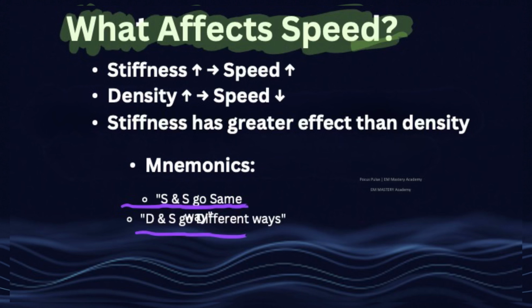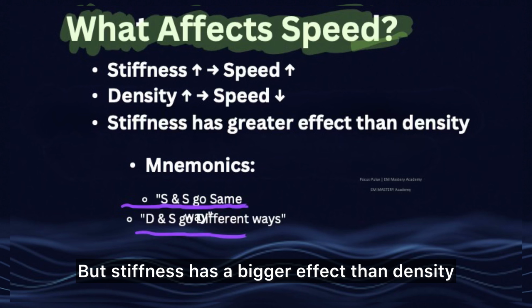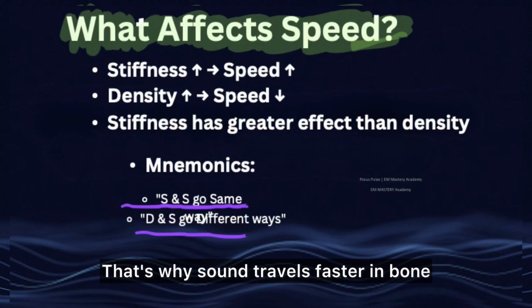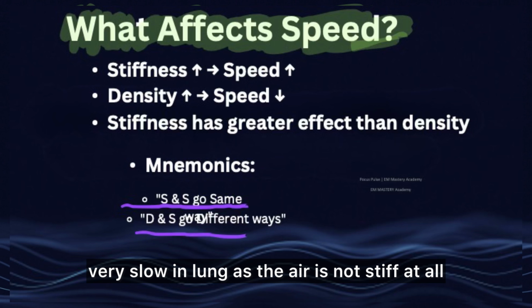It's very easy. More stiffness, faster speed. S and S go the same way. And more density, slower speed. D and S go different ways. But stiffness has a bigger effect than density. That's why sound travels faster in bone, which is very, very stiff, but very, very slow in lung, as the air is not stiff at all.